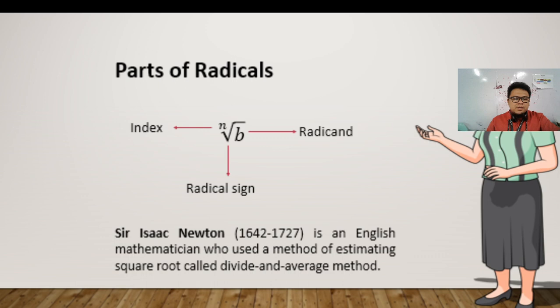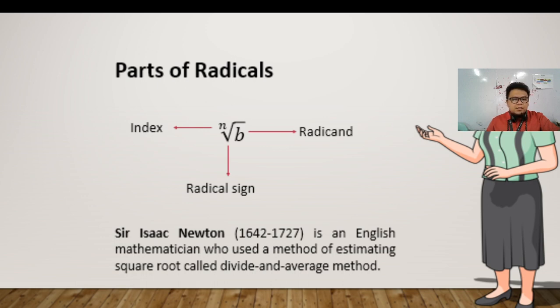And also, this sign, the sign of our square root, is called the radical sign. Again, this is the radical sign. And inside the radical sign, if it is a number or an expression, that is what we call the radicand. Again, this small number is the index, this is the radical sign, and inside the radical sign is the radicand.